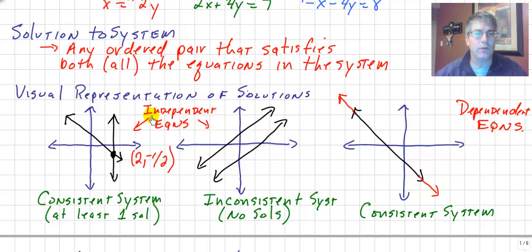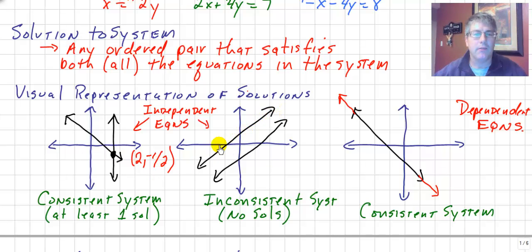Those two equations in that system would be considered independent. They are independent equations, and that system as a whole would be called a consistent system. A consistent system is a system in which there's at least one solution, and our one solution here seems to be around 2, -1/2.